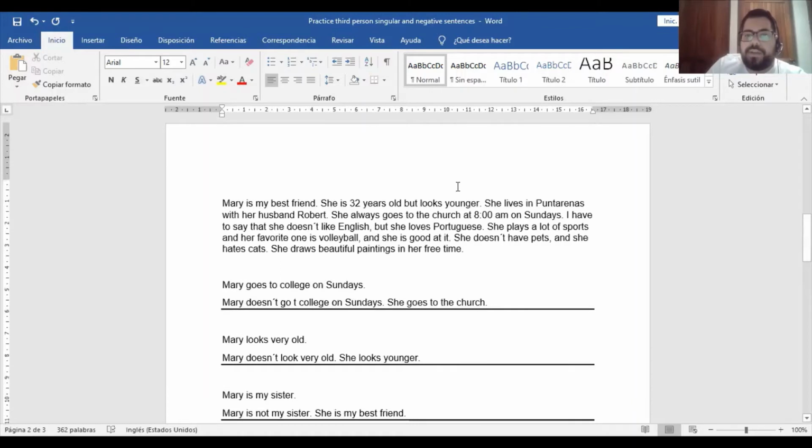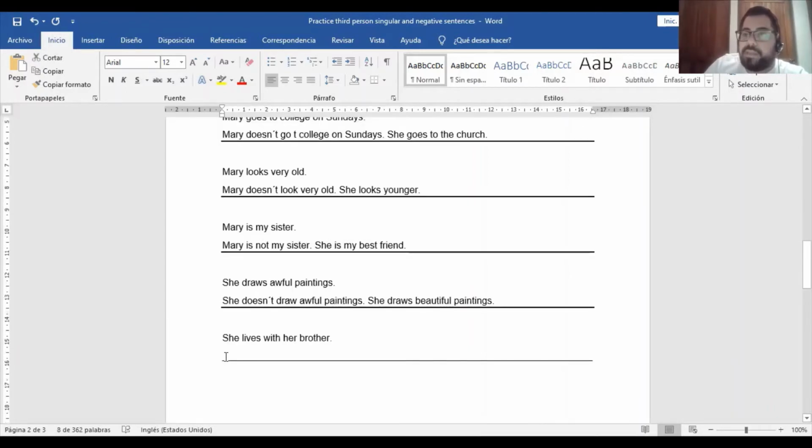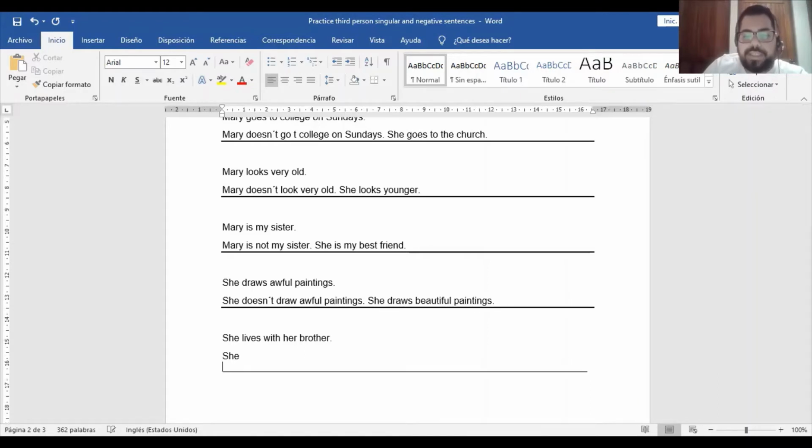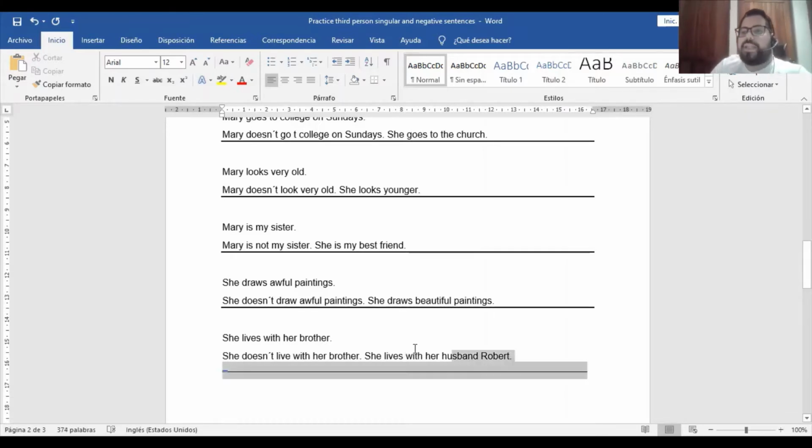Again, the last one it says in here is she lives with her brother. But look at this over here. It says she lives in Punta Arenas with her husband, Robert. All right, husband, esposo, right? So we have in here, she doesn't live with her brother, period. She lives with her husband, okay, Robert. There you are. So look at that, guys. Here you have the correct information about this part over here. Okay, let's go to the other one over here.